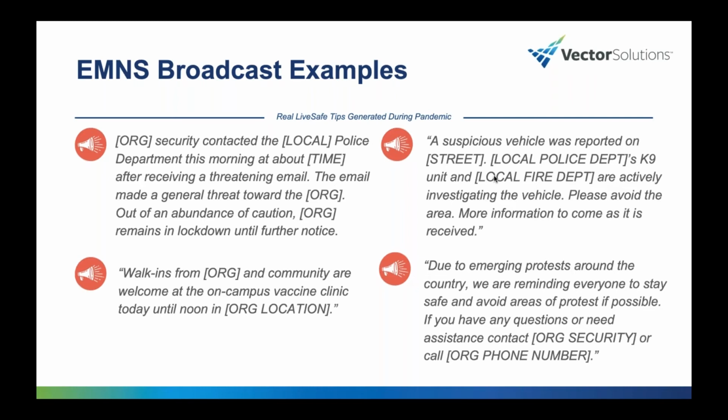And so these are a great couple of examples demonstrating the ways that EMNS can be used for more emergency situations, such as this lockdown due to a threat, as well as to remind employees about relevant updates, such as a vaccine clinic, or just to make it clear that you are aware of surrounding threats, such as protests or suspicious vehicles, and you will keep them informed and let them know if any action needs to be taken.